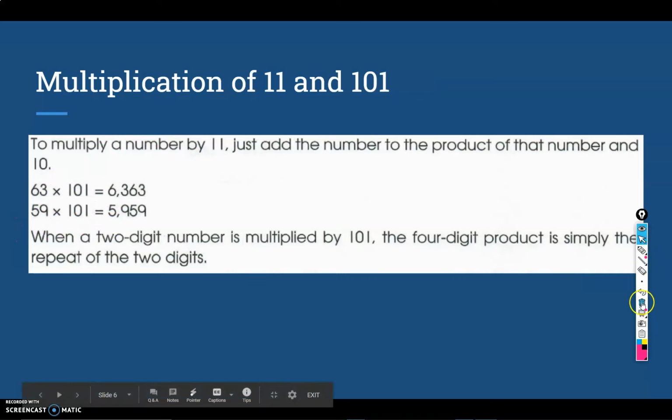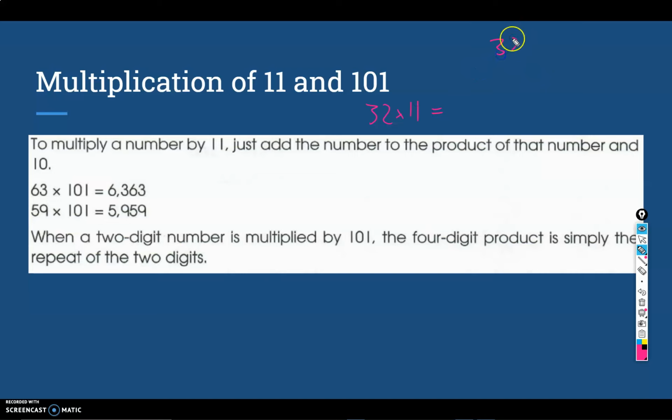Alright, so let's talk about the multiplication of 11 and 101. To multiply a number by 11, just add the number to the product of that number and 10. For example, if we wanted to find 32 times 11, instead of writing it all out, we can identify there's a pattern there. We can see that it's just that number plus the number times 10, right? So that's the pattern for 11.